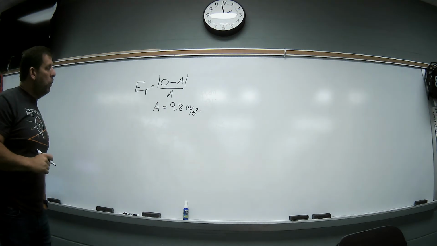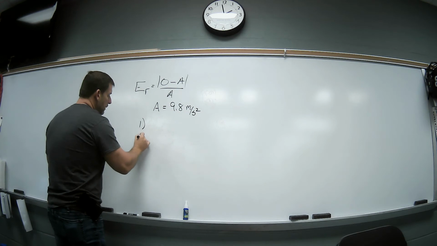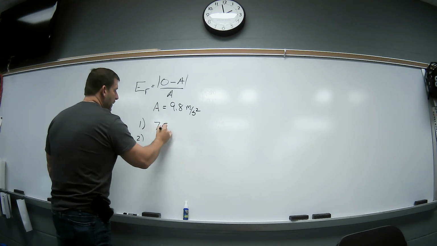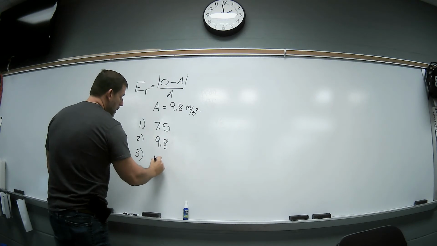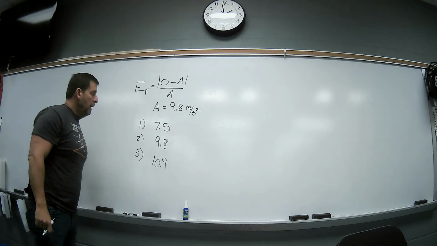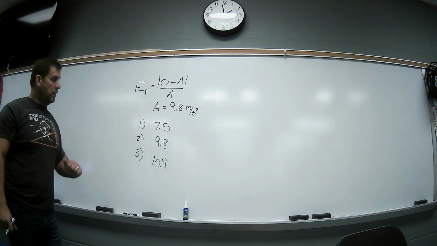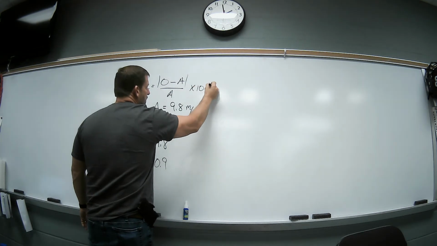So here's the question. Let's suppose we do an experiment, trial 1, trial 2, trial 3, and we get these values: 7.5, 9.8, and then 10.9. Those are experimental values. Those are observed values. And this is also times 100. Sorry about that. Times 100%.